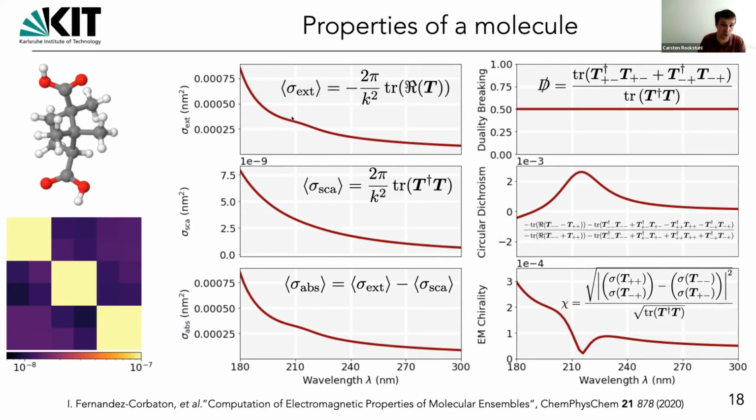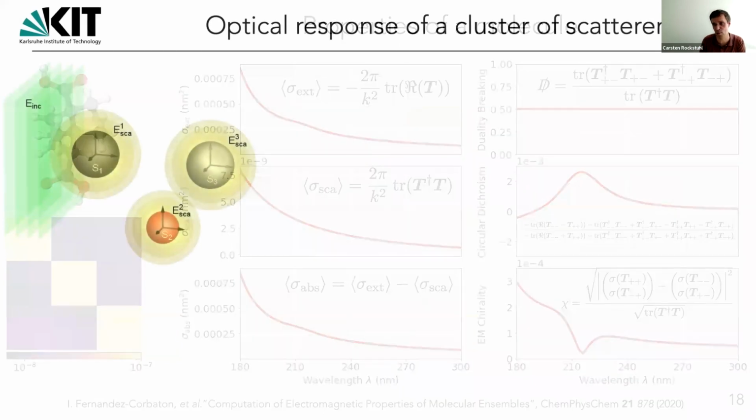So to calculate, first of all, properties of an individual molecule. This is here a camphoric acid, a molecule that is chiral. You can directly calculate the extinction cross-section, the scattering cross-section and also the absorption cross-section of this molecule. So you can study the duality breaking, the circular dichroism, and you can also quantify how electromagnetically chiral that individual object is going to be. Once you have calculated the T matrix of that individual structure, this is quite powerful, and this will be the key on how to go also to more complicated photonic materials.